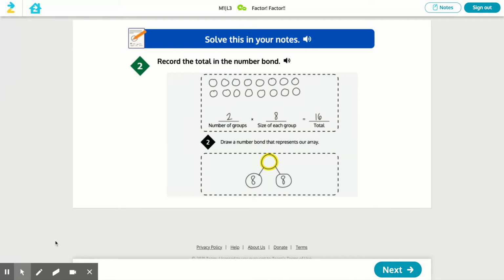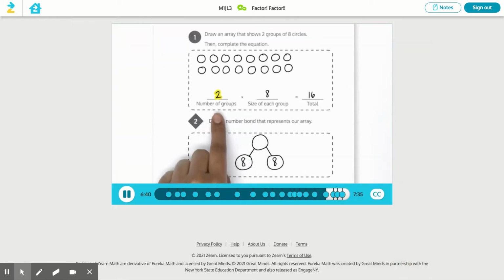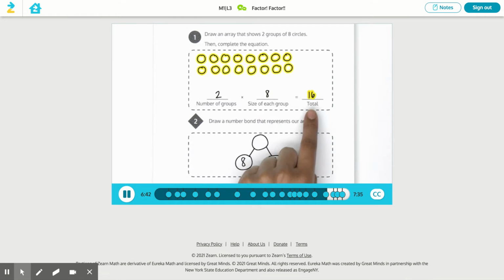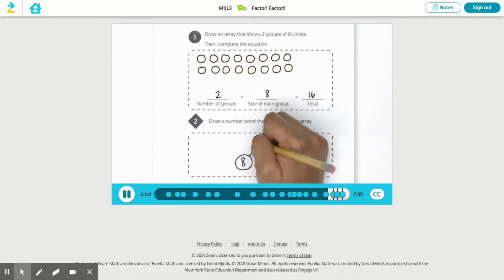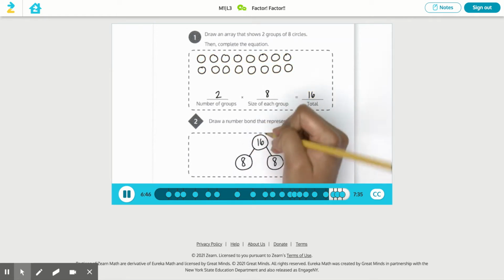Remember, number bonds are another representation of repeated addition. And so to find the total, you just have to add 8 plus 8. What is 8 plus 8? That number is going to go in the top of your number bond because 8 plus 8 is the same as 2 times 8. 2 groups of 8 is 16. So 16 is our total.